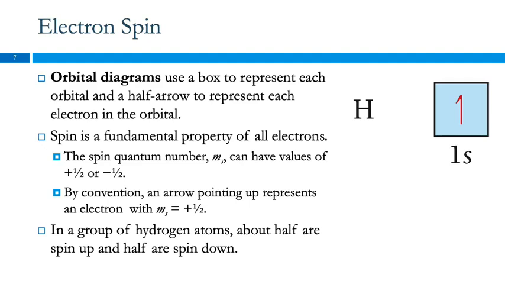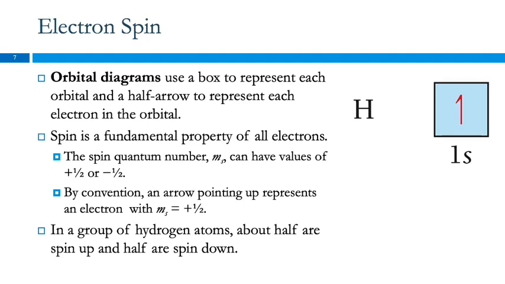So I just talked about electron configurations. An orbital diagram is a more visual way of representing the same information. So for hydrogen, the orbital diagram, we're going to have a box. The box represents the orbital. And so this is the 1s orbital, and in that orbital, there is one electron. And so we represent that as an arrow pointing up. It's a half arrow. It only has half of its head here, and that's pointing up.